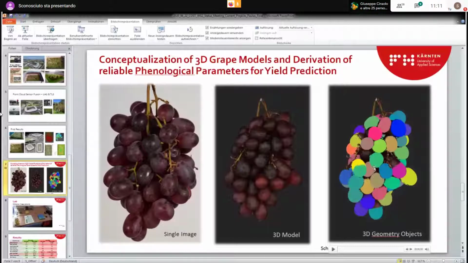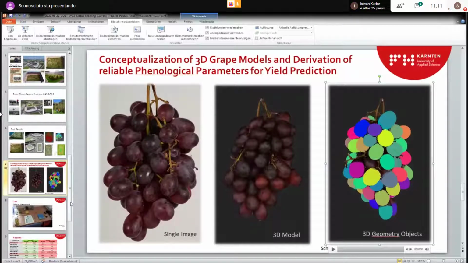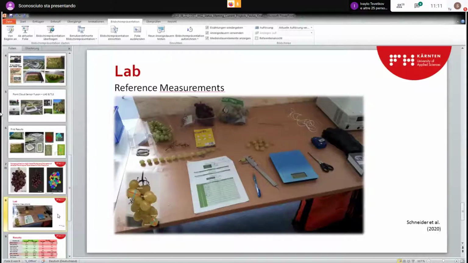Maybe I can just, I'm not sure if you can see now that the model is turning here in the middle, and I think we also have the same here at the 3D of this. And this was one work of one of our master students.